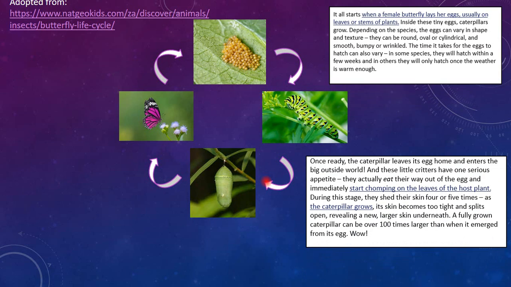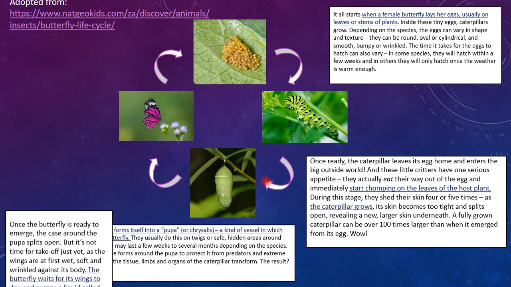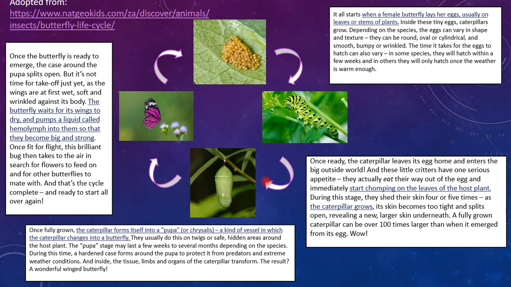And the third one is when the caterpillar grows. And the fourth one is that the caterpillar forms itself into a pupa or chrysalis, a kind of vessel in which the caterpillar changes into a butterfly. And then the last one is that the butterfly waits for its wings to dry and pumps a liquid called hemolymph into them so that they become big and strong. So those are the answers of the questions.